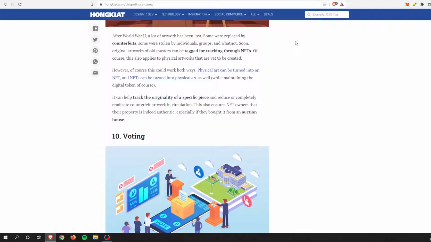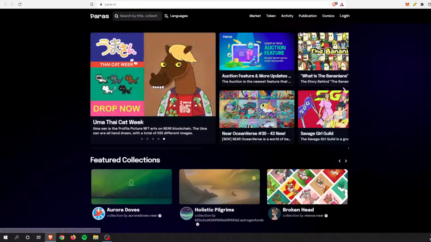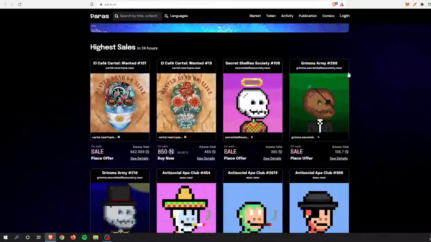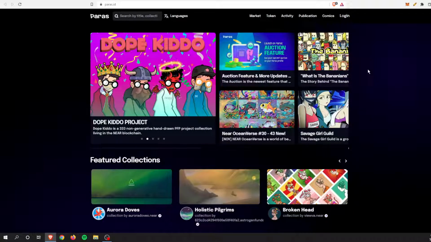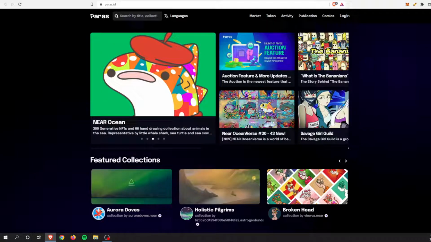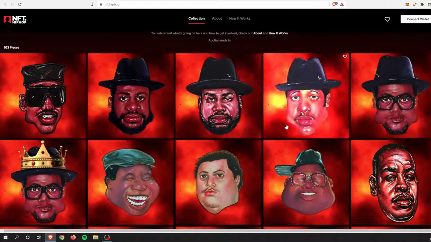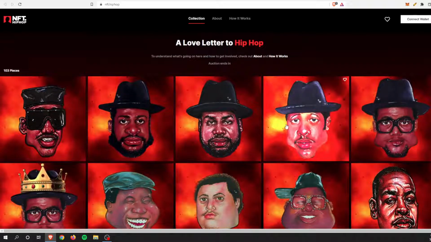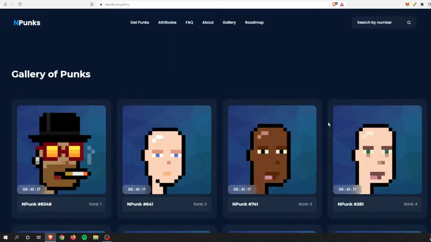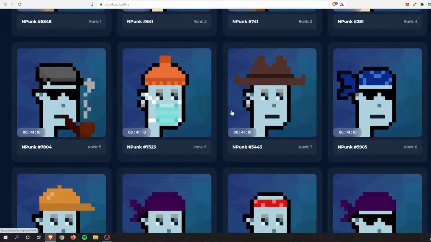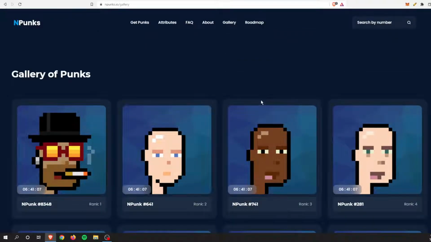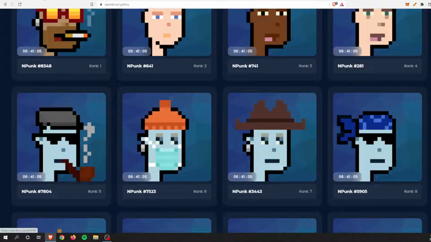the NFTs going forward, and in particular for the NEAR protocol, some of the big ones out there. This is a lot of those JPEG type NFTs, but these are the marketplaces. Paras.id is one place where you can purchase NFTs. There's also hip hop heads, so NFT.hiphop is another place where you can purchase it, and then these are punks, so NEAR Punks, NPunks, which is a knockoff of the CryptoPunks, the original CryptoPunks from Ethereum. So there's a bunch of different places where you can buy these NFTs on the NEAR protocol.